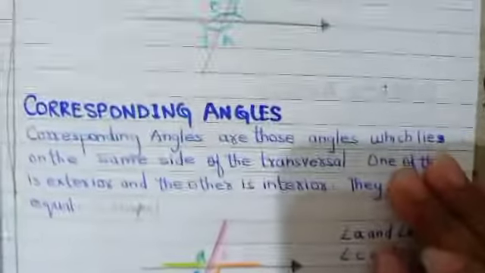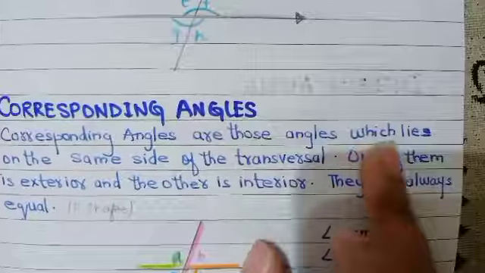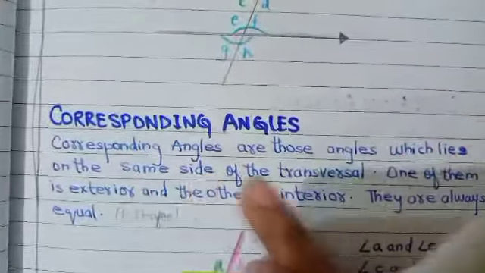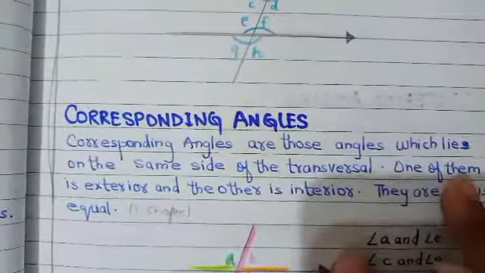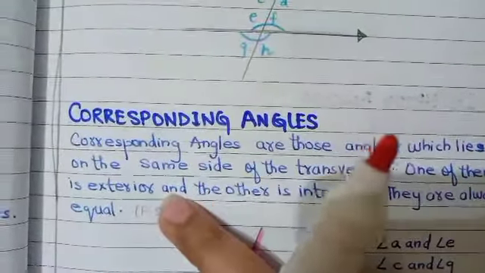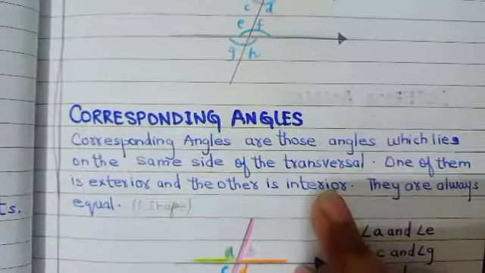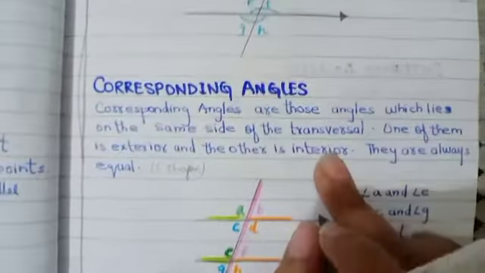Okay, what are corresponding angles? Corresponding angles are those angles which lie on the same side of the transversal. One of them is exterior and the other is interior. Okay, so two angles lie on the same side of the transversal.